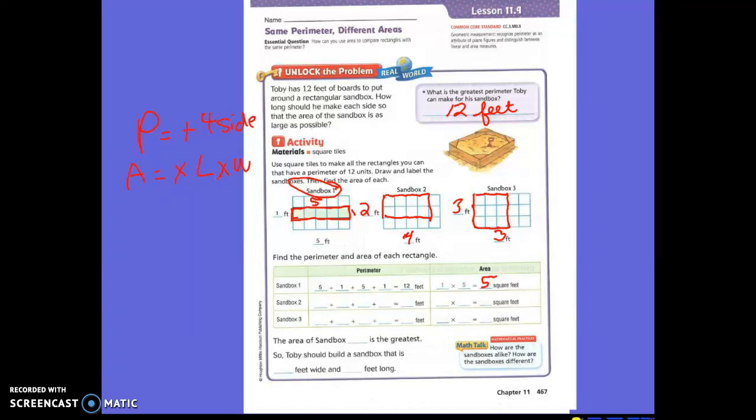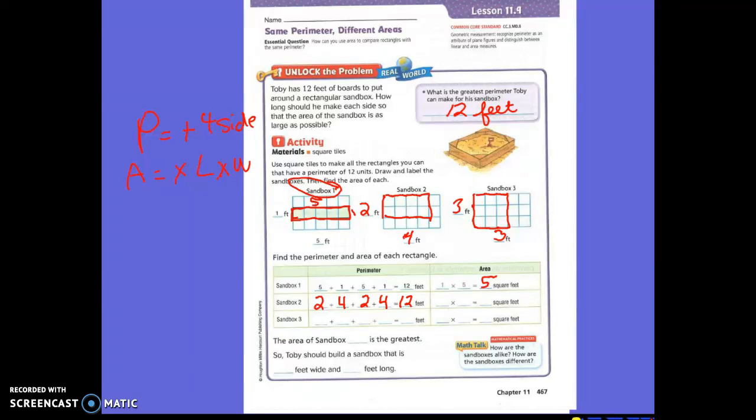Sandbox number 2, perimeter. If we're doing perimeter, we are adding all the sides. So for sandbox 2, we have 2 and 4 and 2 and 4. Or you can do 2, 2, 4, 4. It really doesn't matter. So what is 2 plus 4? 6. And then 2 plus 4 again is 6. So 2 6s are 12.